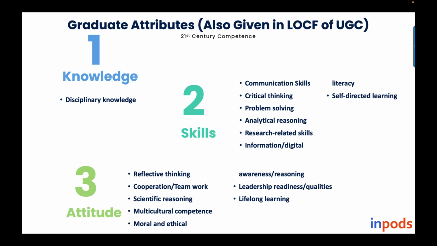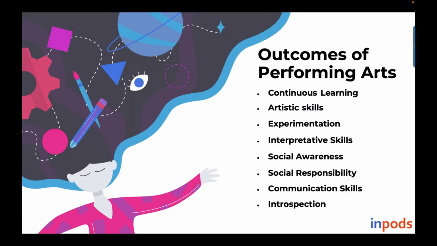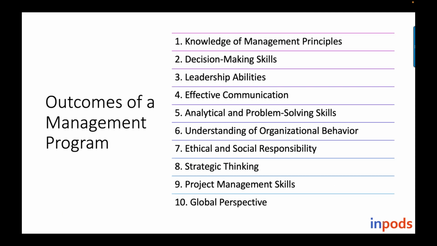This you will find is also given in the LOCF document of UGC, and this is used by engineering programs as well. But for non-engineering programs or programs that are very specific, such as performing arts, there are different taxonomies. This is one of the examples of that. For management programs, they may want to use some other reference point, and they may go for these 10 graduate attributes as a reference to designing their program outcomes.